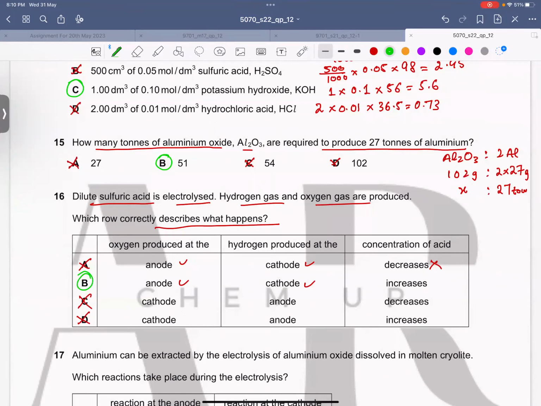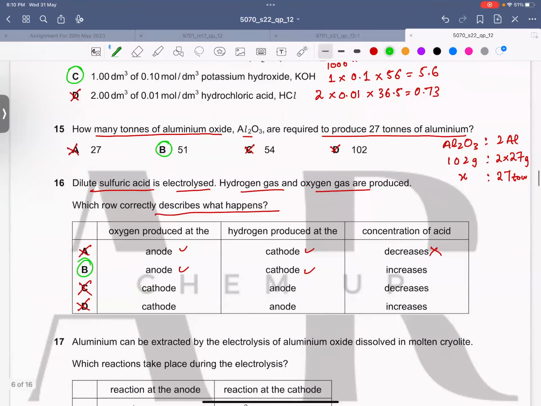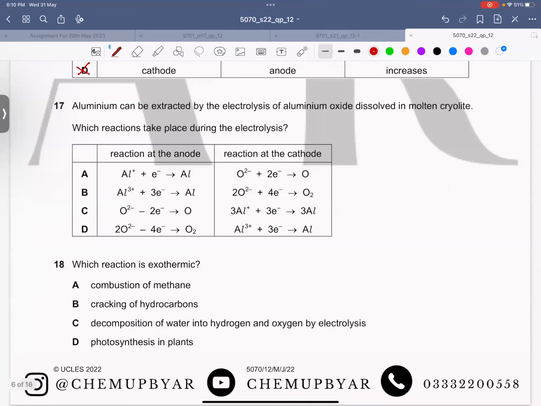Hydrogen gas is forming and oxygen gas is forming. So water is being reduced. The quantity of water has decreased. So there are relatively more hydrogen and sulfate ions in the water now, which makes it more concentrated. Now, question number 17. Aluminium can be extracted by the electrolysis of aluminium oxide dissolved in molten cryolite. Which reaction takes place during the electrolysis?